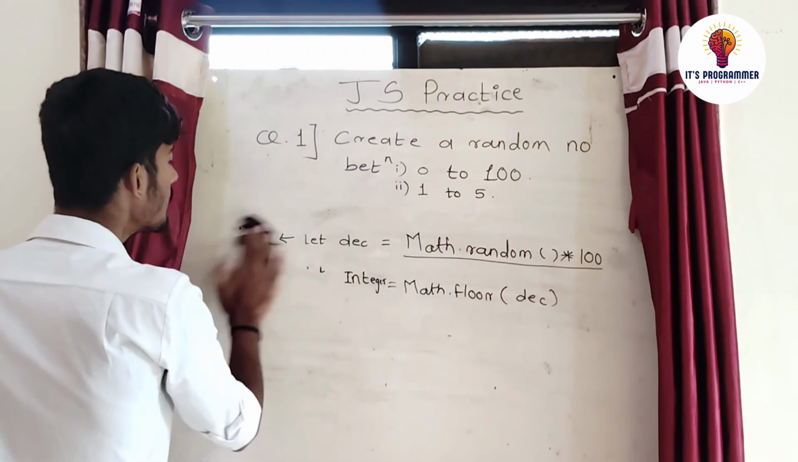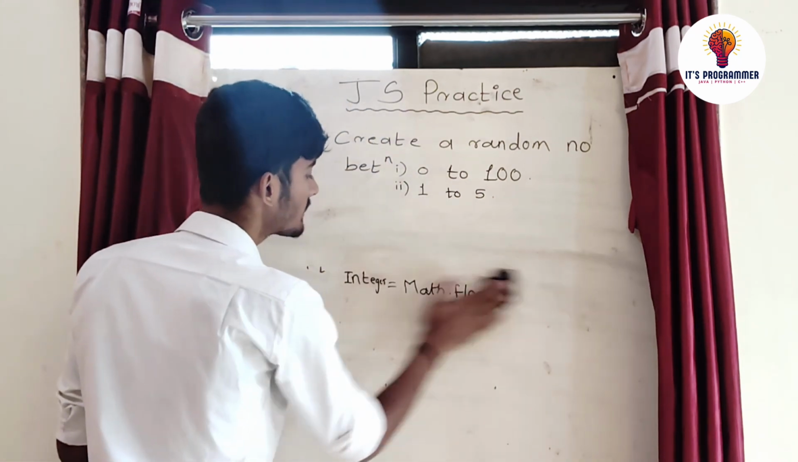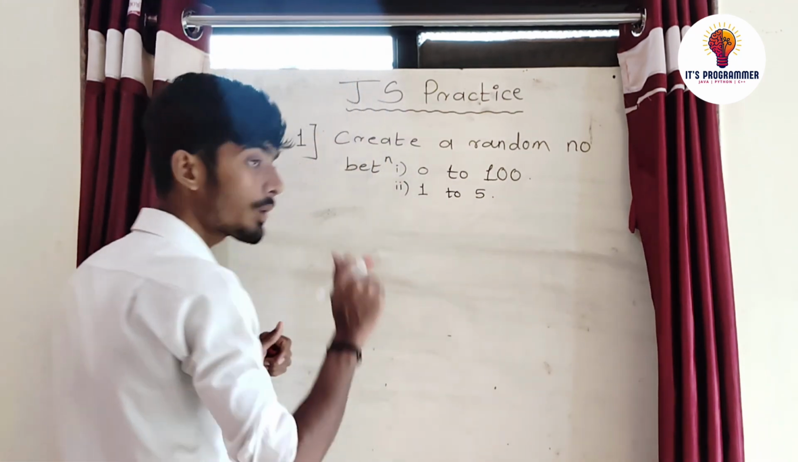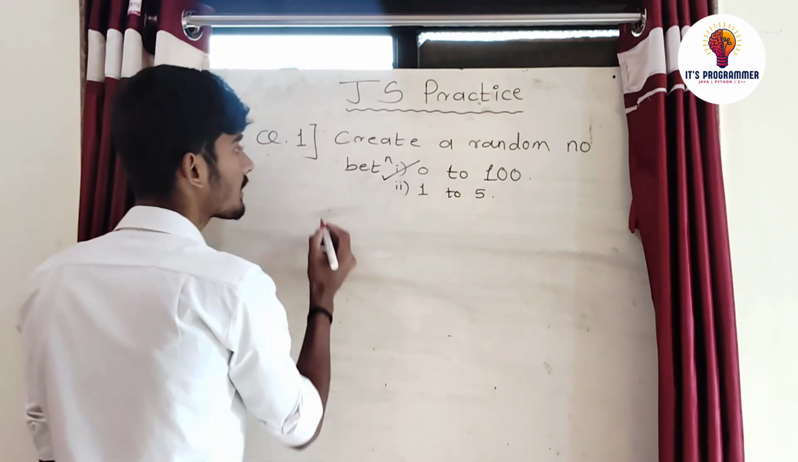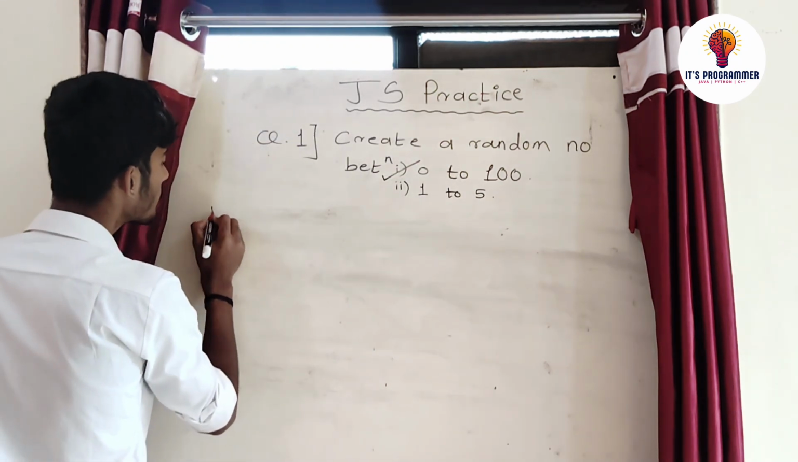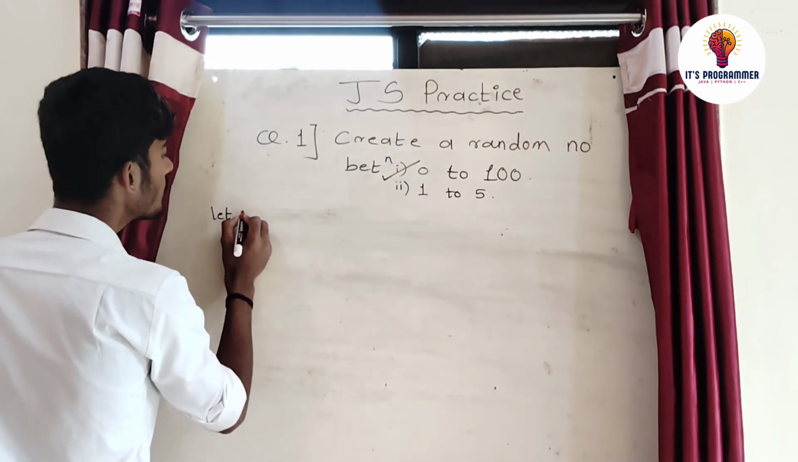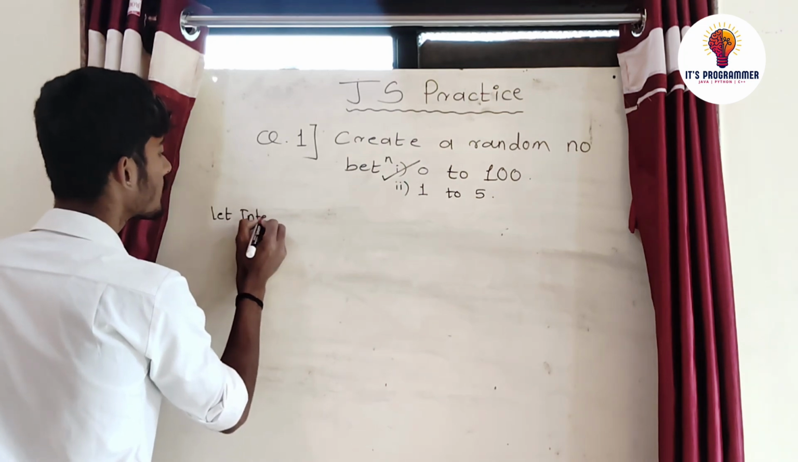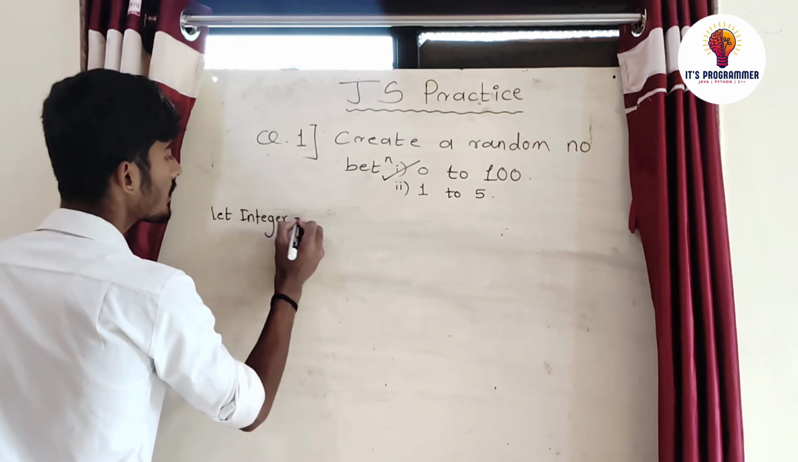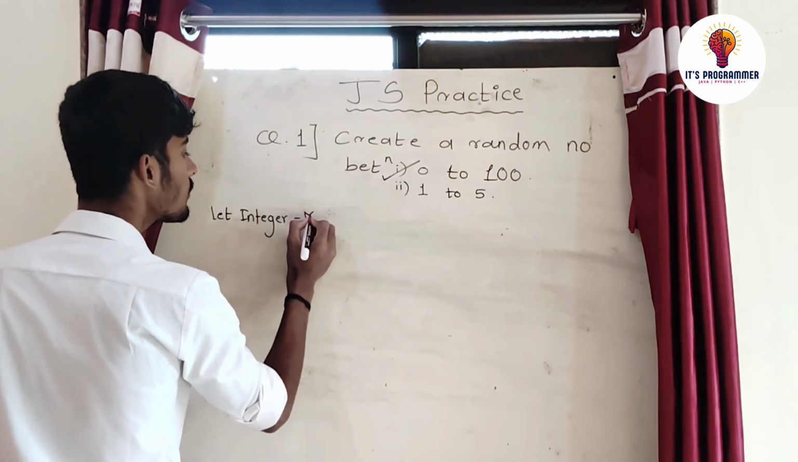So what we will do is minimize this code and write a one-line code for this question. The one-line code is: let variable integer equal to, we will use the Math.floor function.